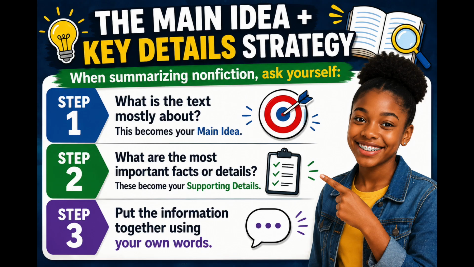This becomes your main idea. Step 2, what are the most important details? Okay. And then those will become your supporting details. Now, those details need to support the main idea. And then step 3, we put all of that together to create a summary of the main idea and the key supporting details.